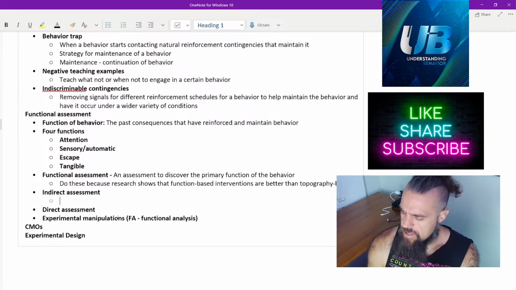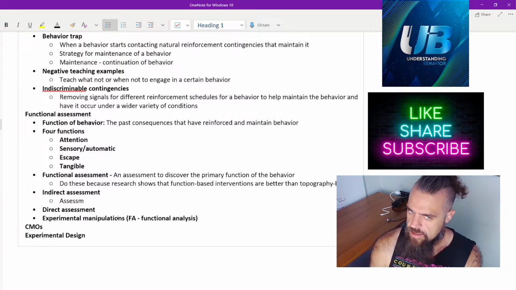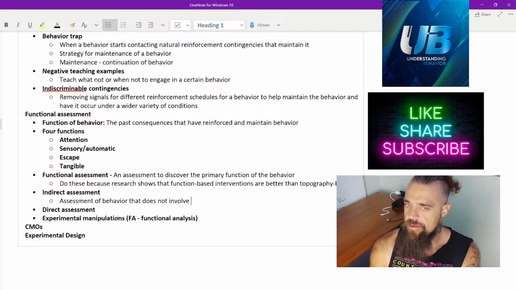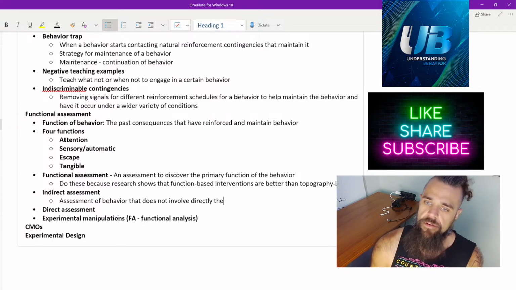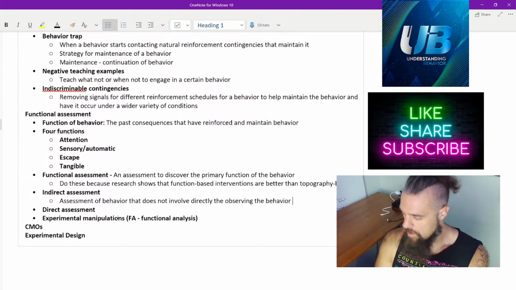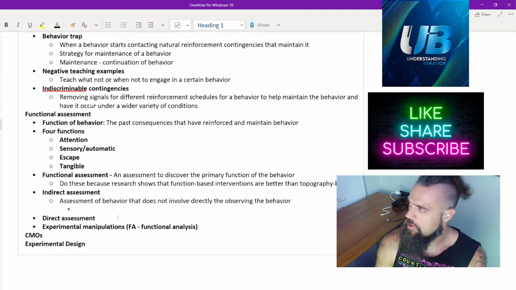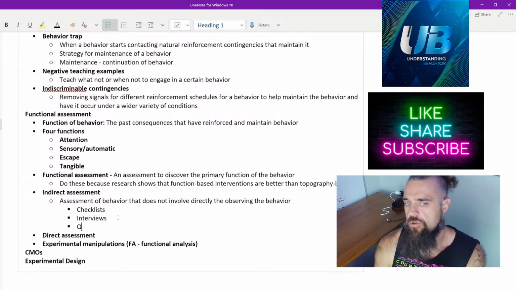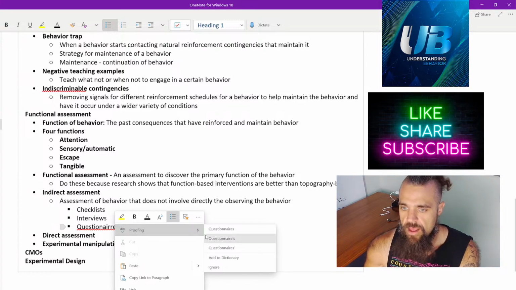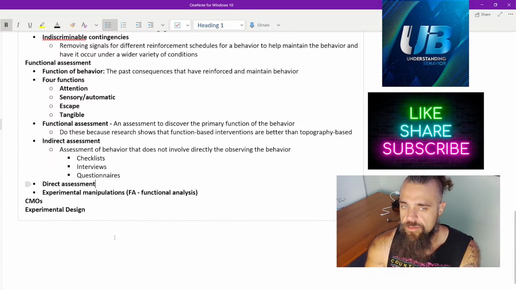Cool. So our indirect assessment, this is an assessment of behavior that does not involve directly observing the behavior. So what this might include is checklists, interviews, questionnaires, things like that. Anything where we're not directly observing the behavior.